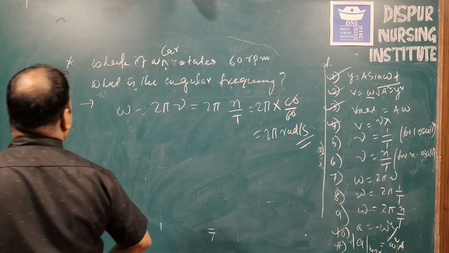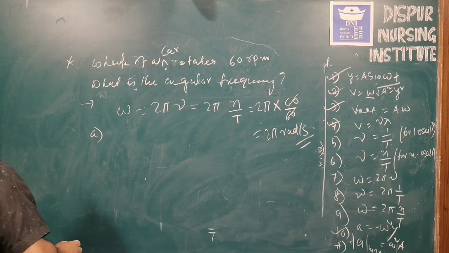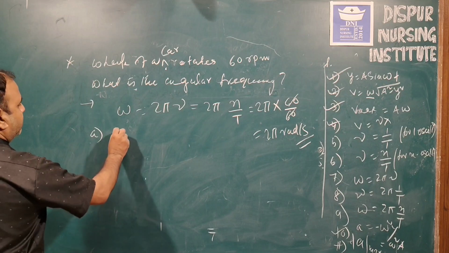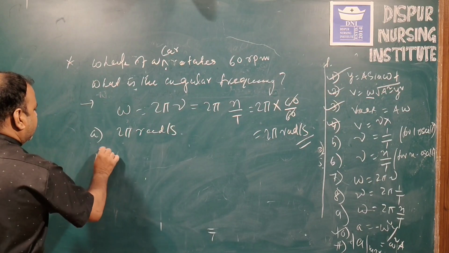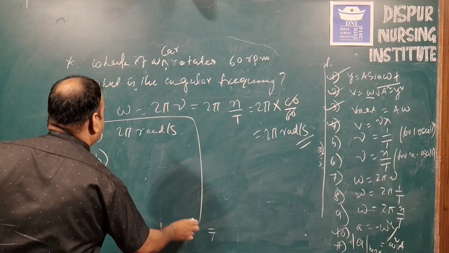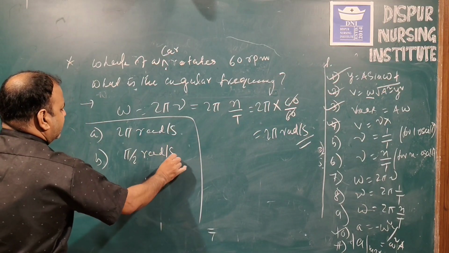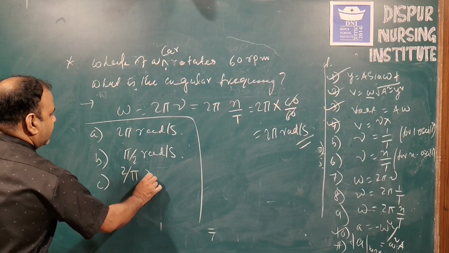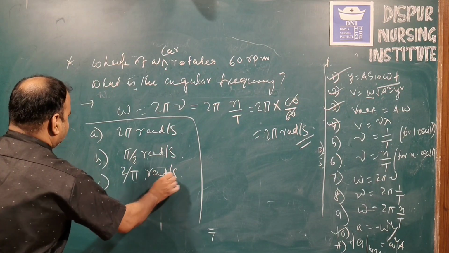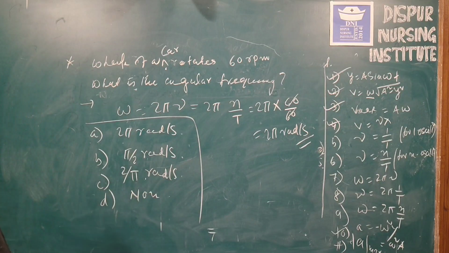So maybe it is given in the form of option questions. That means A will be suppose twice pi radian per second, and B means suppose pi by 2 radian per second, and C may be given 2 by pi radian per second, and D none of these. In this way they can give to you.